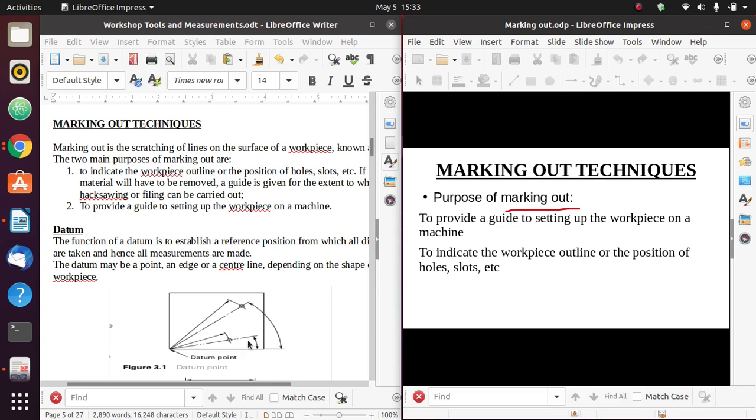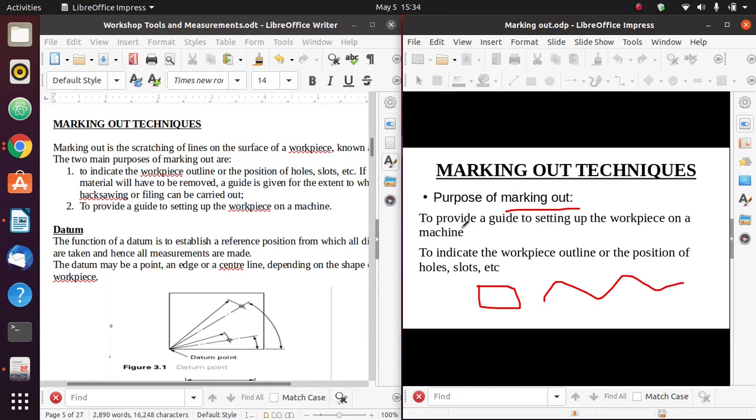Now, what are the purposes of marking out? The first one is to indicate the workpiece outline, or the position of slopes or holes. Remember, sio kila workpiece ambayo itakuwa regular in shape. There are those ambazo zitakuwa na mabonde, kwa mfano castings. We have seen castings, and you have seen how irregular castings are in shape. So for me to indicate the outline or the position of various parts of that workpiece, that is one of the purposes of marking out.